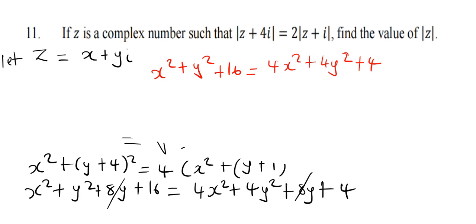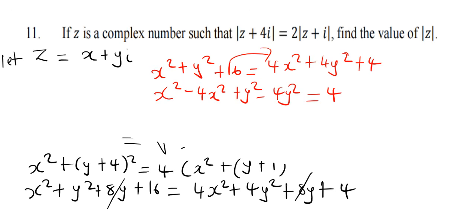So I'm going to have x squared. This is also 4x squared. I'm going to take it to the other side where there's x squared. So I'm going to have negative 4x squared plus y squared, I'm going to have negative 4y squared is equal to, if I've got a 4 there, I take the 16 to the other side, I'm going to have negative 16.